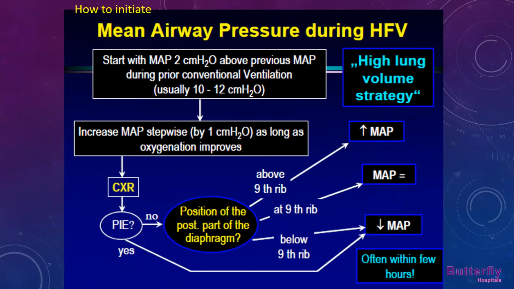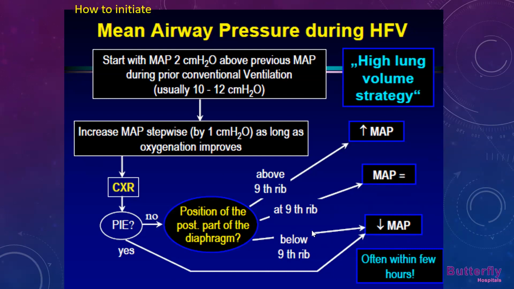in the lungs. Once you do a chest X-ray, the main thing that you want to look at is the position of the diaphragm. If the diaphragm is above the 9th rib, that means you are under-recruited. The lung is still not opened up fully, in which case you want to increase the mean airway pressure. Ideally it should be at the 9th rib, and then you can continue the mean airway pressure. If the diaphragm is below the 9th rib, that means you have overinflated the lungs. You want to decrease the mean airway pressure.